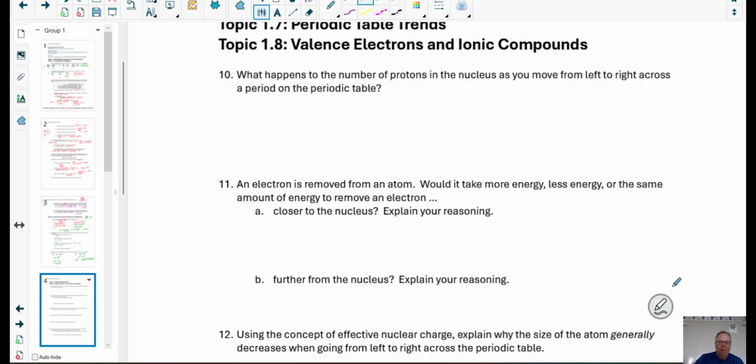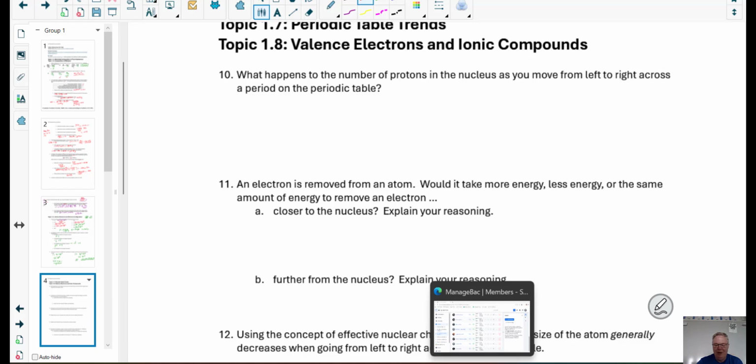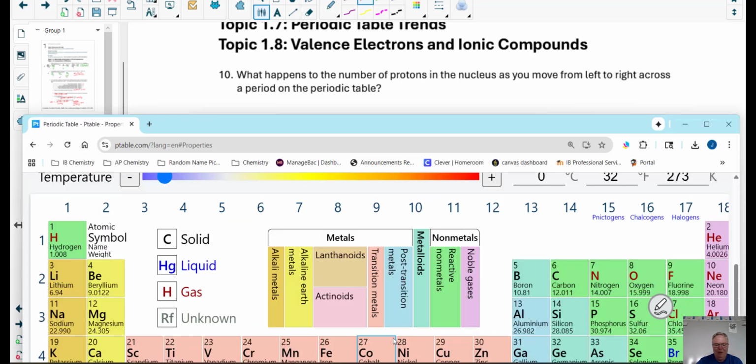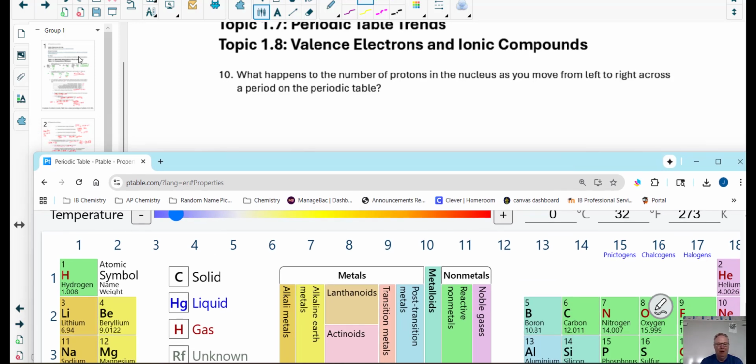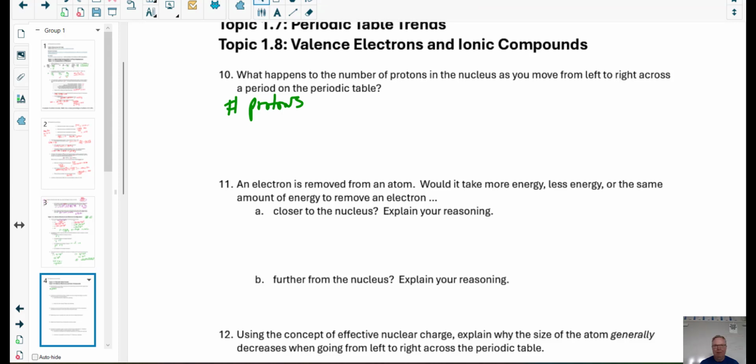All right, so here for 1.7, looking at periodic table trends, it says what happens to the number of protons in the nucleus as I move from left to right across the periodic table. So if we take a look at our periodic table, we can see as I move from left to right, the number of protons are getting bigger, right? So lithium, beryllium, boron, carbon. So if I'm going from left to right, we're obviously getting more protons in the nucleus. So your number of protons would increase. All right, so here we can for sure tell the number of protons does increase going from left to right.